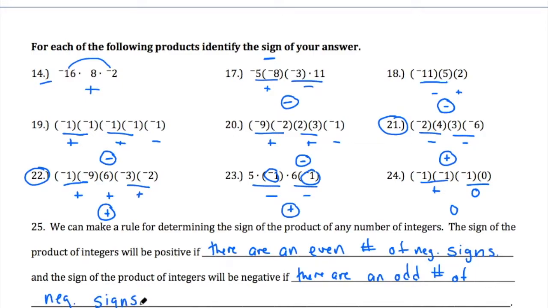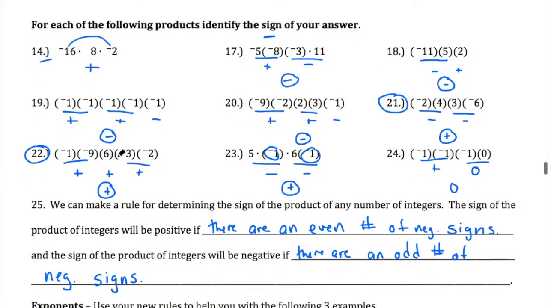And so, of course, you can go back and look at the ones that we didn't stop on, like number 17, there's 3 negatives. 3 is odd, so the answer is negative. 18, 1 negative, so it's negative. 19, 5 negatives. That's odd, so the answer is negative. So really, you're counting evens and odds.